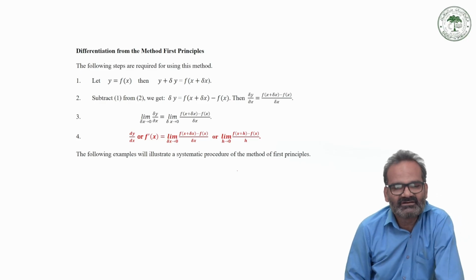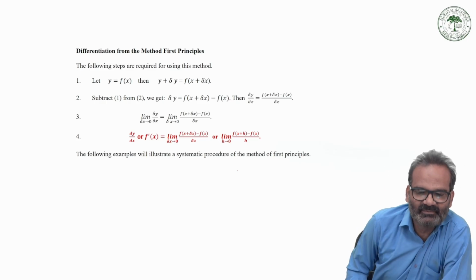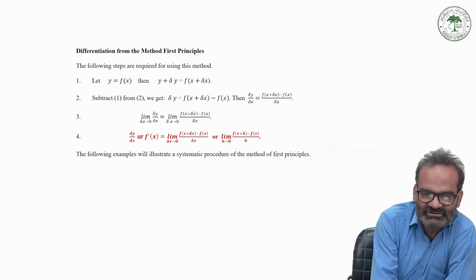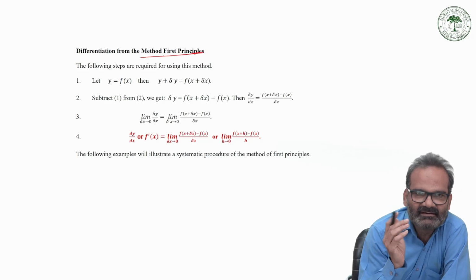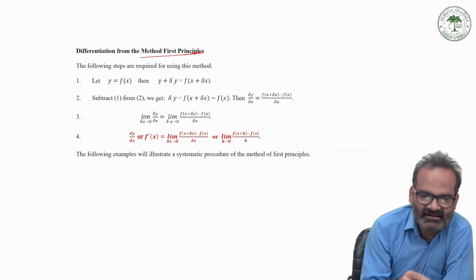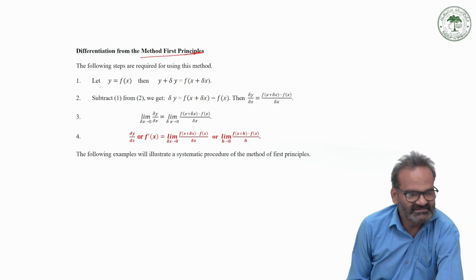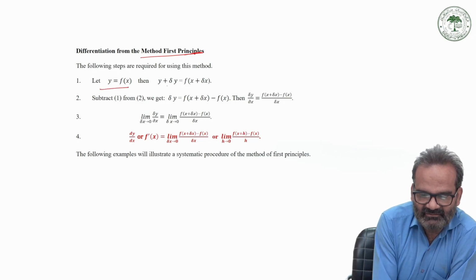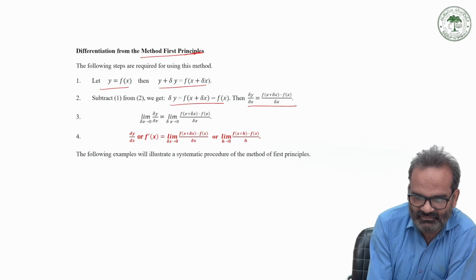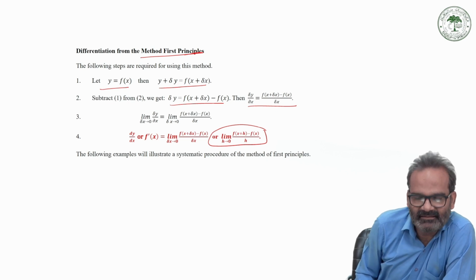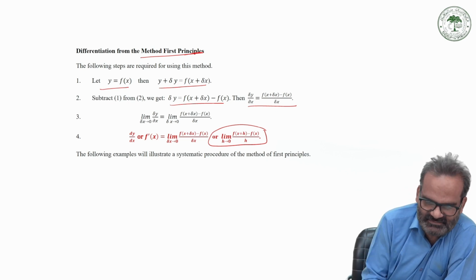Now we will use differentiation by the method of first principle. That is, how we can find the derivative of various functions using the method of first principle. We will use the same formula as we discussed in the last slide. The steps of this formula run as follows. We have a given function y is equal to f(x), then y plus delta y is equal to this. Subtract 1 from 2, you will get this, and then this is your formula. Finally, this is your required formula, right? Or you can use the same thing as I have just explained.